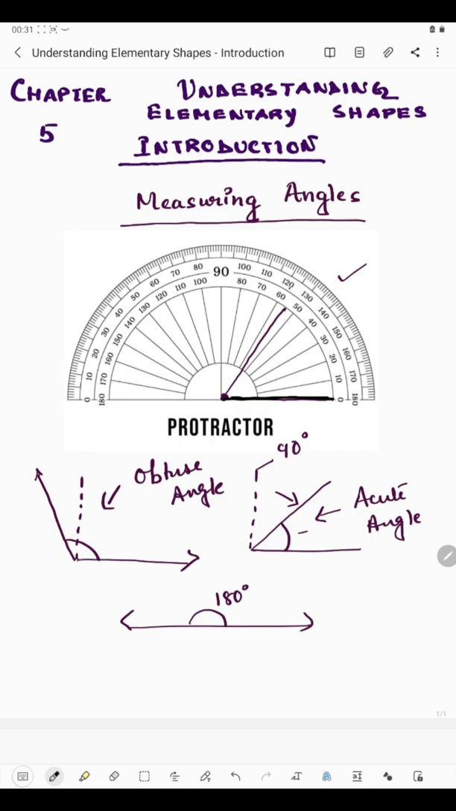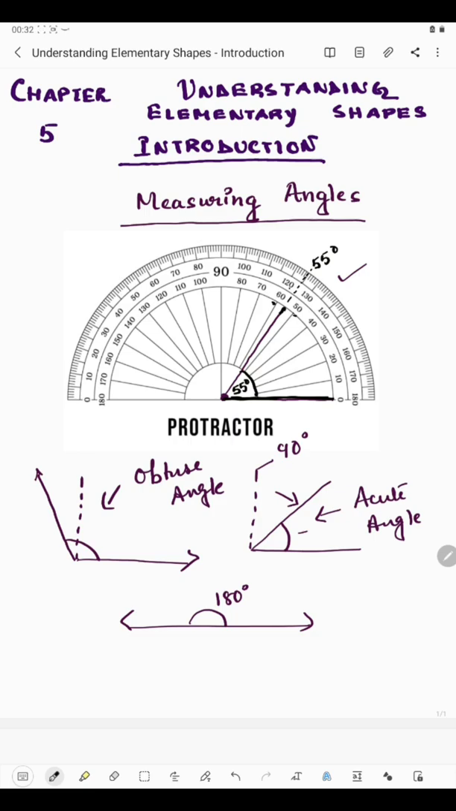Okay, after this we will start measuring. Now see, this line is in between 50 and 60. So which angle is it? It is 55 degrees. Okay, so here we will write 55 degrees.